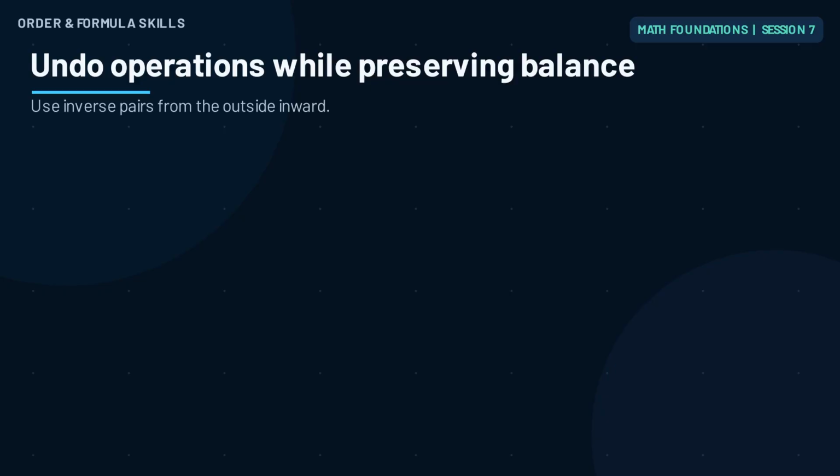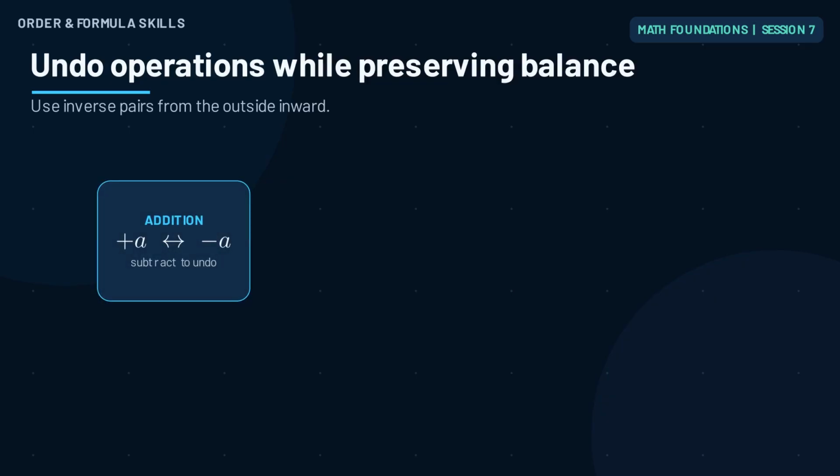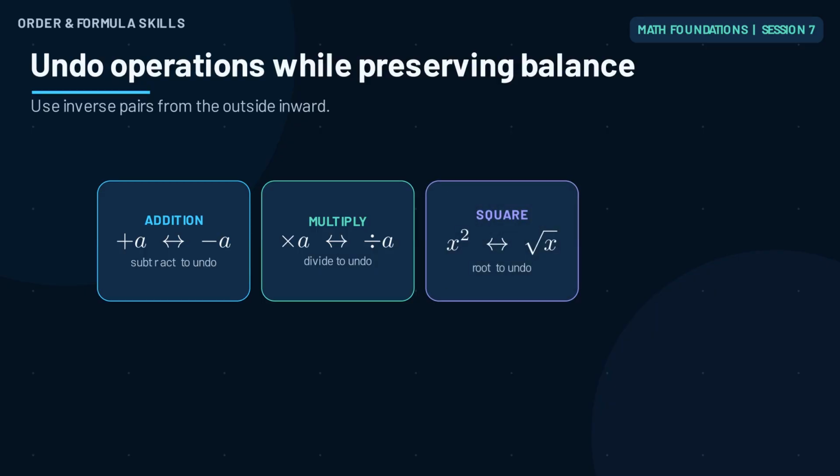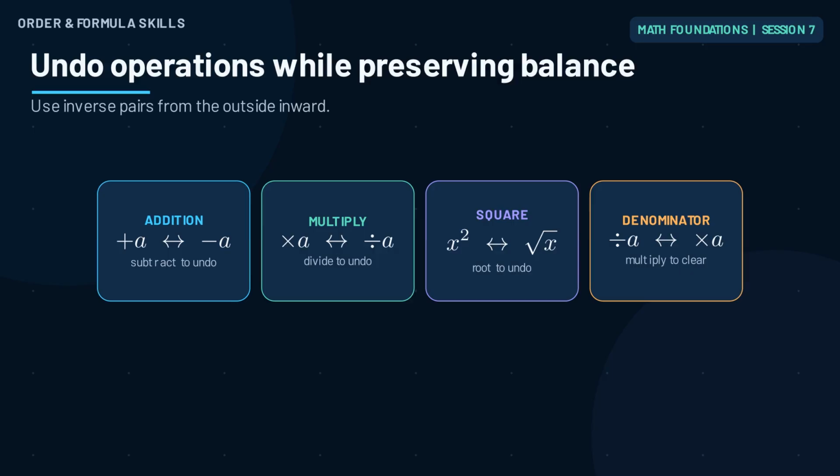An equation behaves like a balanced scale. Whatever you do to one side, do to the other. Addition is undone by subtraction. Multiplication is undone by division. A square is undone by a square root when the context allows it. A denominator is cleared by multiplying both sides by that denominator.